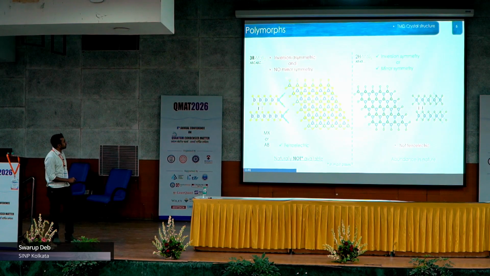And where does the symmetry break? You see, if you take the metal atoms of the bottom layer, in this case the purple colored atoms, they are eclipsed directly by the chalcogen atoms on top. However, the metal atom of the top layer does not have a chalcogen underneath. So this is where the broken symmetry is.